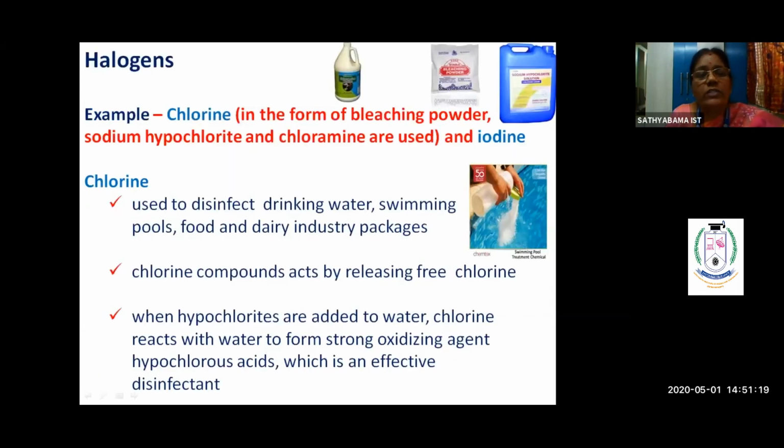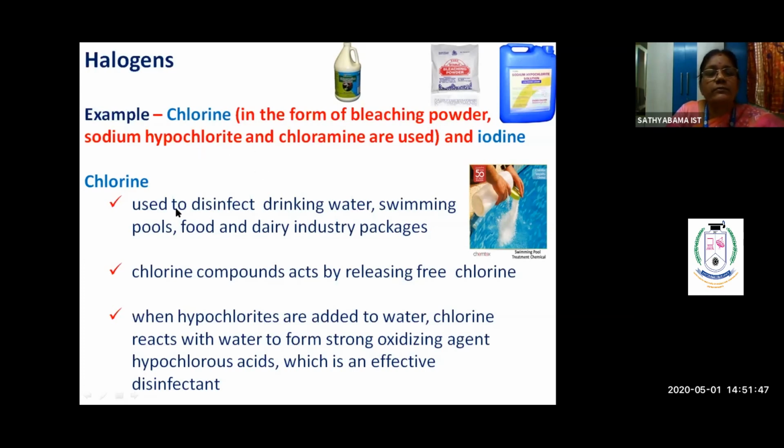Coming to halogens. So examples for the halogens are, you know, they are inert gases. Chlorine and iodine are the best examples, and they are again widely used in a hospital setting. Chlorine is available in the form of bleaching powder. We all know we use bleaching powder even at homes. Sodium hypochlorite, another chlorine compound, and chloramine.